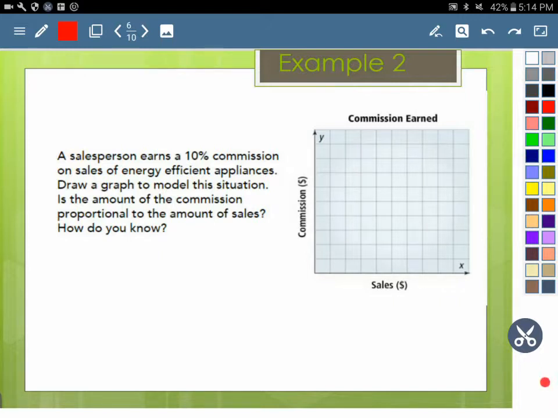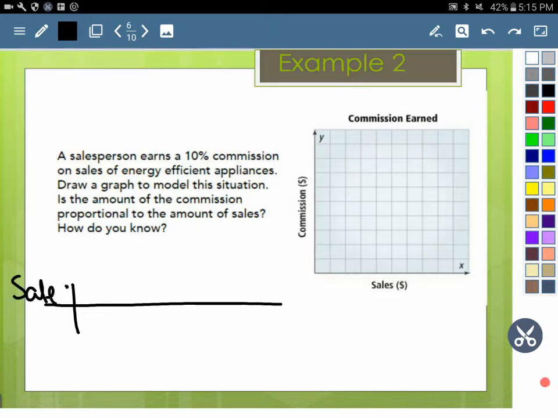Well, let's create the graph first, and then we'll talk about what it means to be proportional in math and looking at a graph. So in order to graph this situation, we're comparing the amount that you sell versus the amount that you earn in commission. So let's call, and not that let's call it, but it's labeled in the graph, sales is on the x-axis. So we're going to call the x sales.